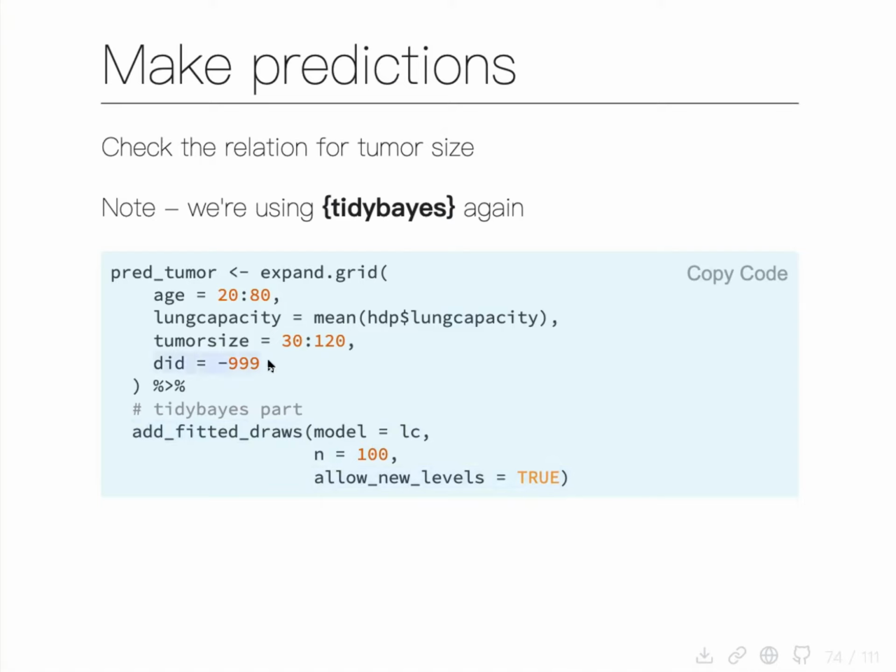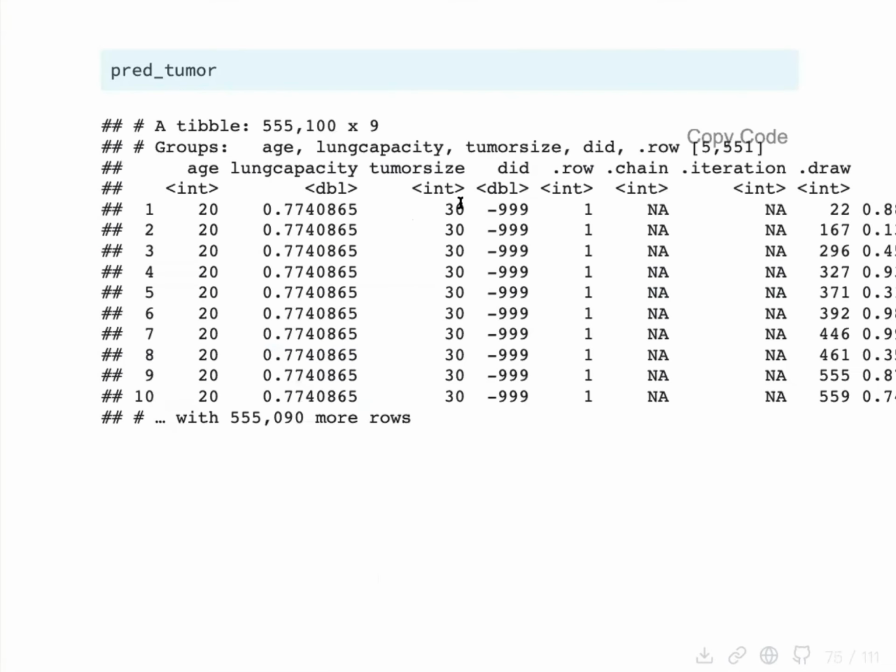So that's saying for this new level of -999. So that's just like we did before. It's just allow_new_levels instead of dot. Okay. And what we end up with is something that looks like this.